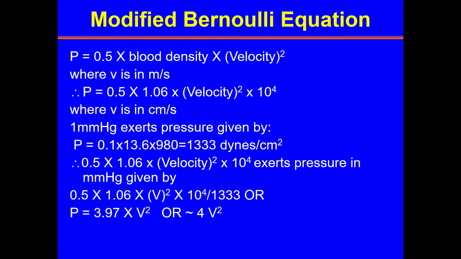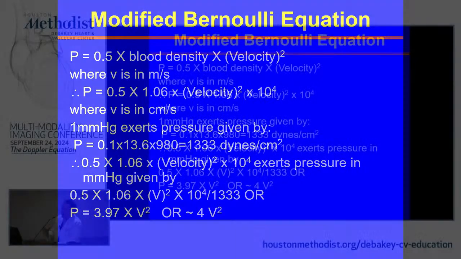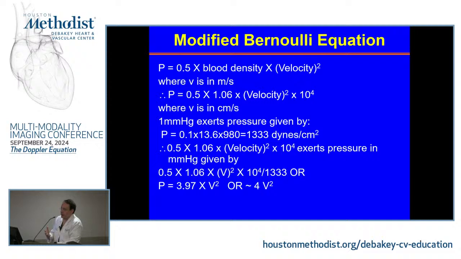Okay, we measure velocity in meters per second. We are frequently interested in getting pressure estimates not in Pascal units but in millimeters of mercury. That shows you how we end up with the 4V squared expression. Basically, you use the velocity in centimeters per second that you measure, and you make it meters per second.